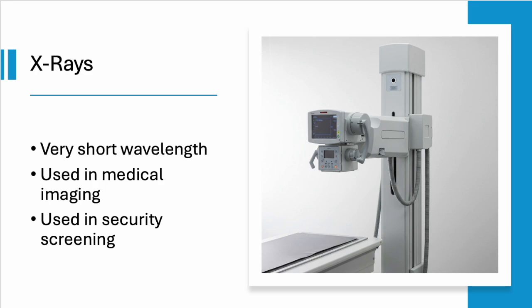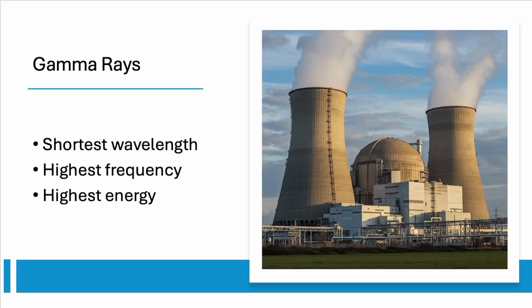Gamma rays. These have the shortest wavelengths and the highest frequencies of all electromagnetic radiation. They're produced by nuclear reactions and can be very dangerous to living organisms.